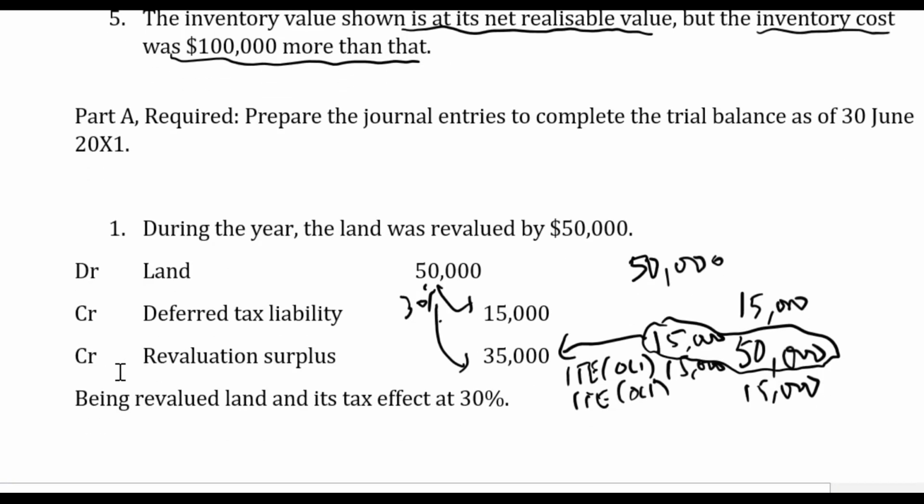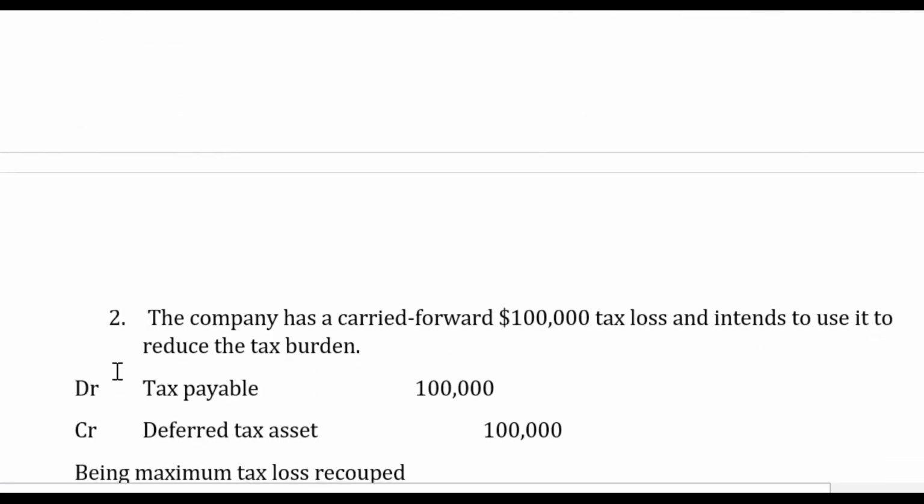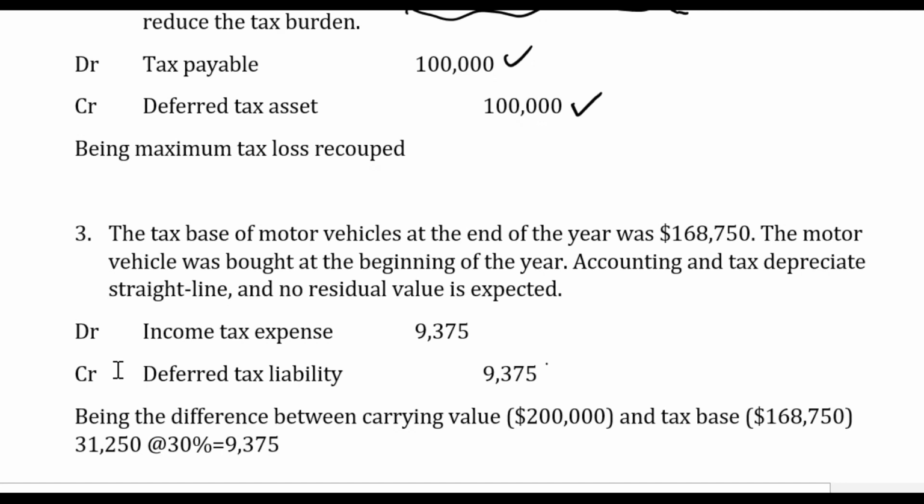Our second adjustment entry relates to the tax loss carried forward of 100,000. It's been now used, so the using of that decreases the tax payable. We debit tax payable 100,000, and we credit deferred tax asset 100,000.